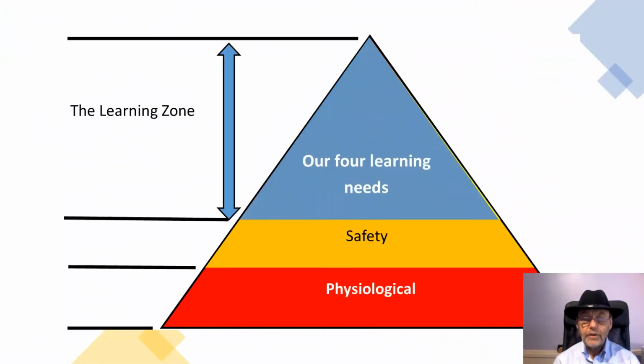Now the 4 learning needs I mentioned sit above the basic needs. So I've modified Maslow's pyramid here to show where they sit. I call this the learning zone, and there are 4 recognisable needs within this zone. My next slide will demonstrate.